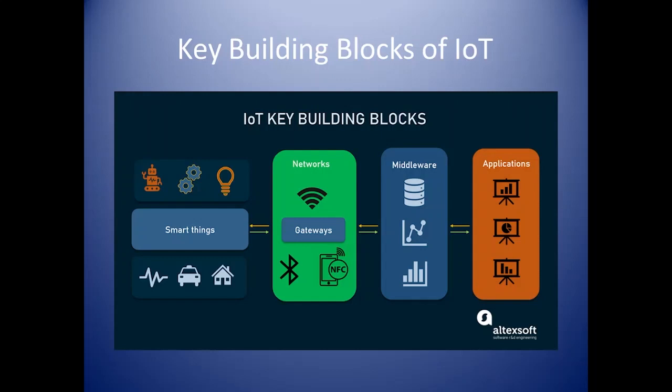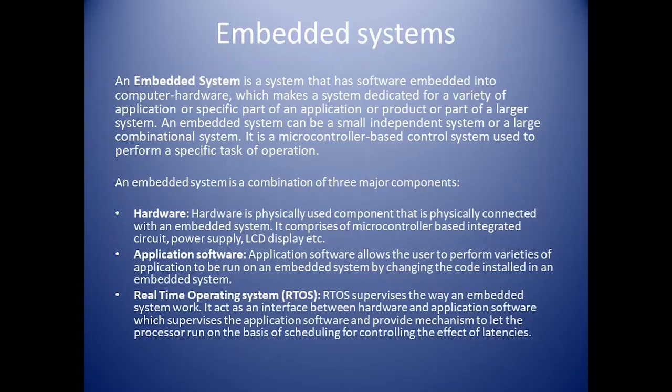The applications can be the sensors, the actuators, and all that are required to make it an IoT device, to make it a digital device. That is what comes under application. So these are the key building blocks of IoT.